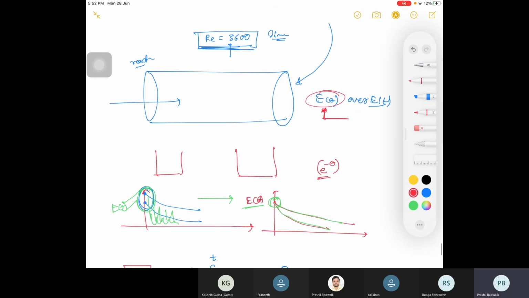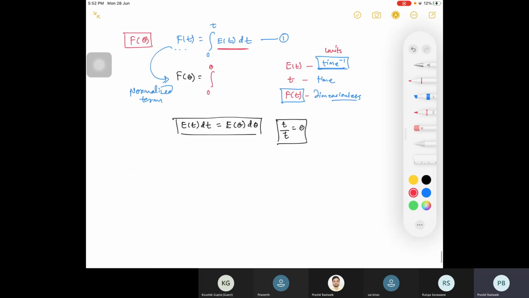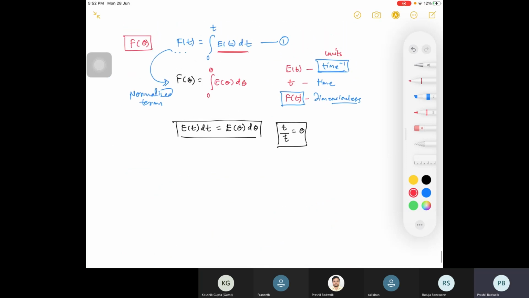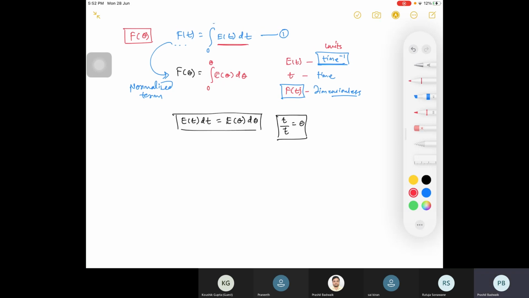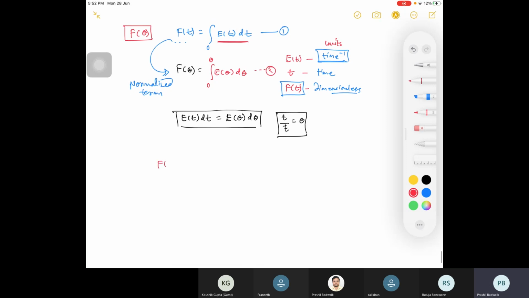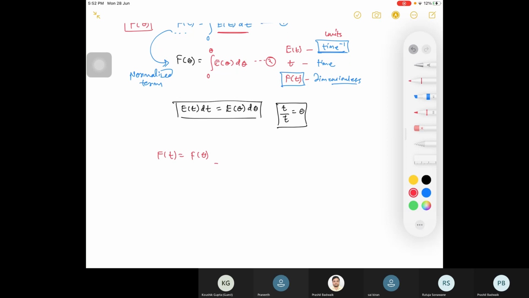0 to theta, E(theta) d(theta), right? So if you observe these two equations, you will get F(t) is equal to F(theta), which is integration 0 to t E(t) dt, which is equal to 0 to theta E(theta) d(theta), right? Any doubt here? Raise your hand if you are clear. Right? So this is your value.